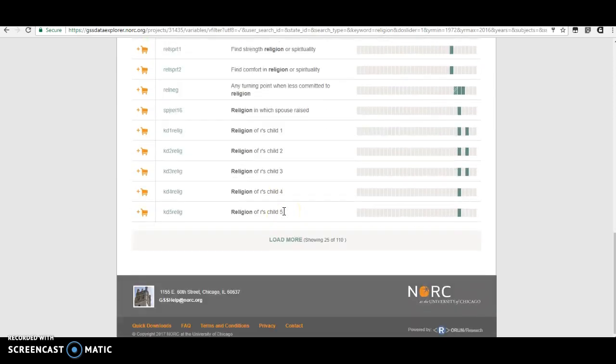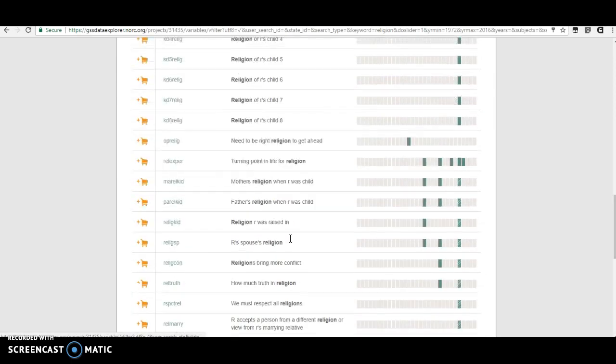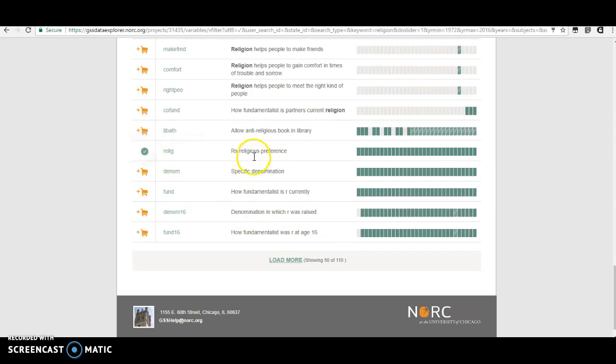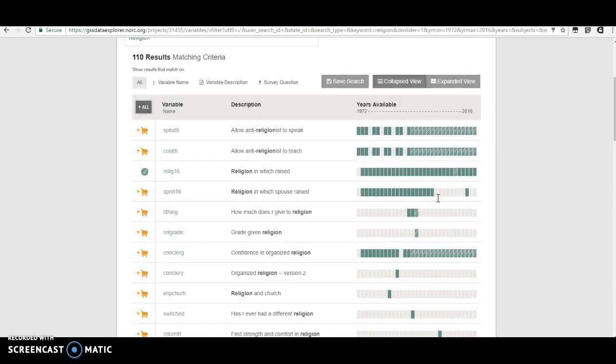I've already put in the cart, and religious preference. If you want to put a different one in a cart, you can read about it or click here to read about it, click here to add it to your cart. These blue dots tell you when the variable was actually measured, starting in 1972. The ones closer to the right have been measured quite recently.